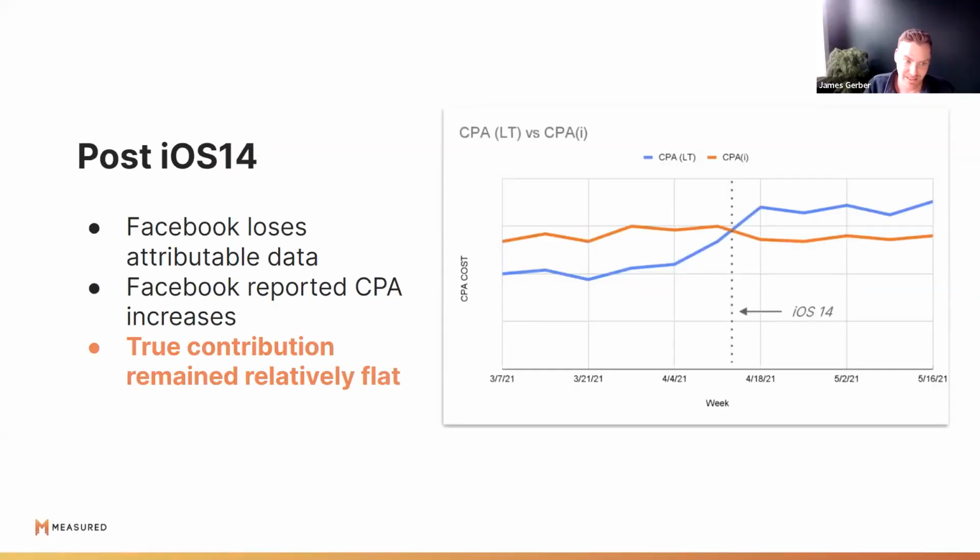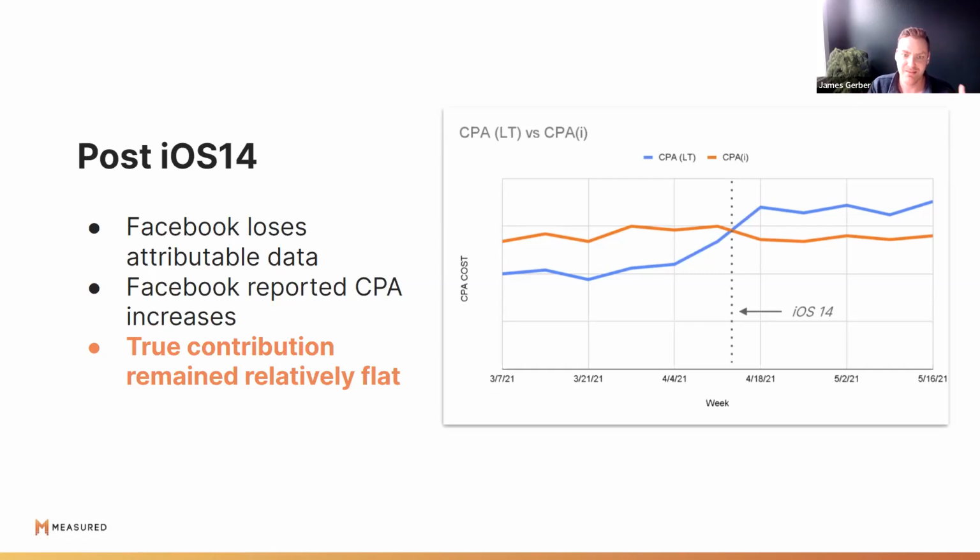We put together this chart to demonstrate the difference between the incremental CPA and what we call the last touch CPA, but you guys can think of this as the Facebook reported CPA, right? So what happened when iOS 14 was rolled out is that Facebook lost track of a lot of users, and they also decided to change how they report conversions. They used to report conversions up to 30 days after the click and up to 30 days after the impression. Now, some marketers changed those look-back settings in platform, but that was Facebook's default.